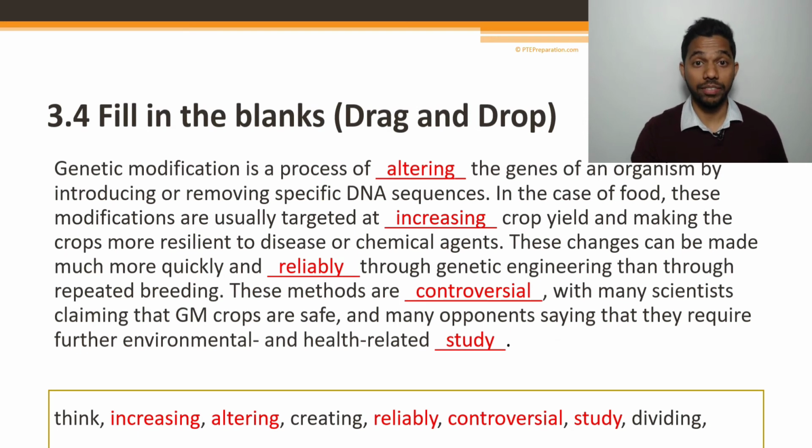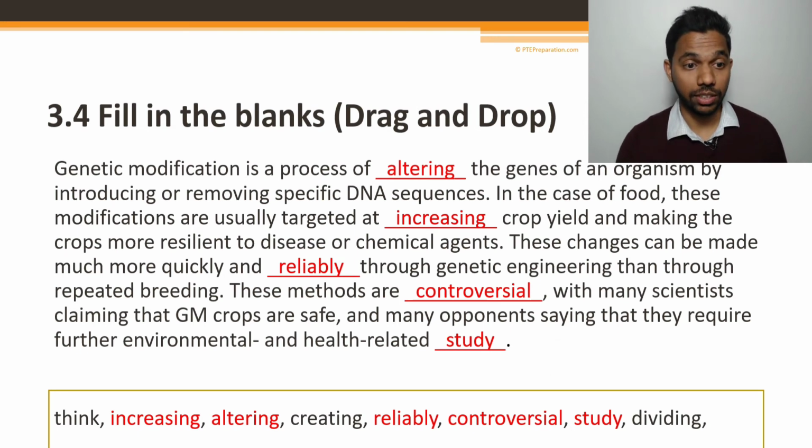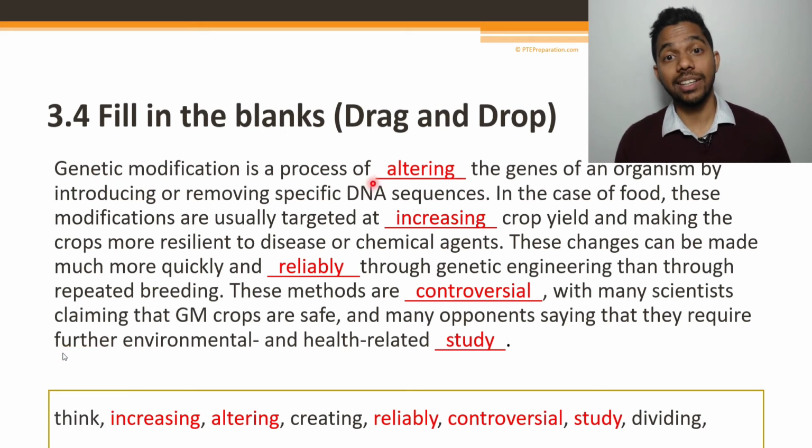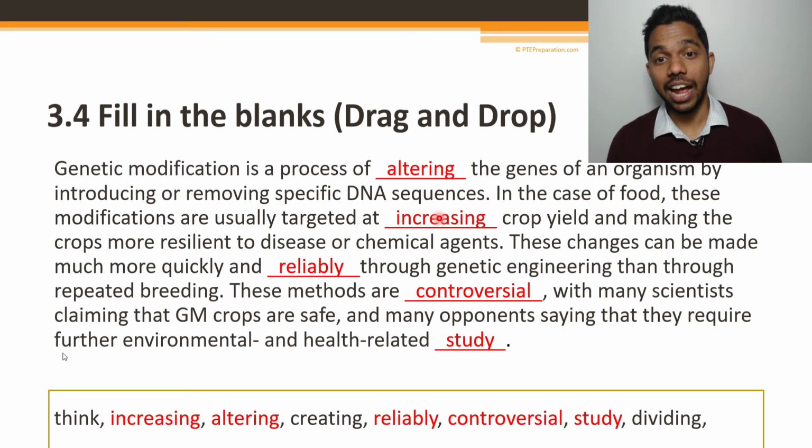So most of everything that I selected was correct. I'll just give you an explanation of how I went about doing it. Genetic modification is a process of blank the genes of an organism by introducing or removing specific DNA sequences. In this particular example, since the word modification was there, it was pretty easy to select the word altering as well.